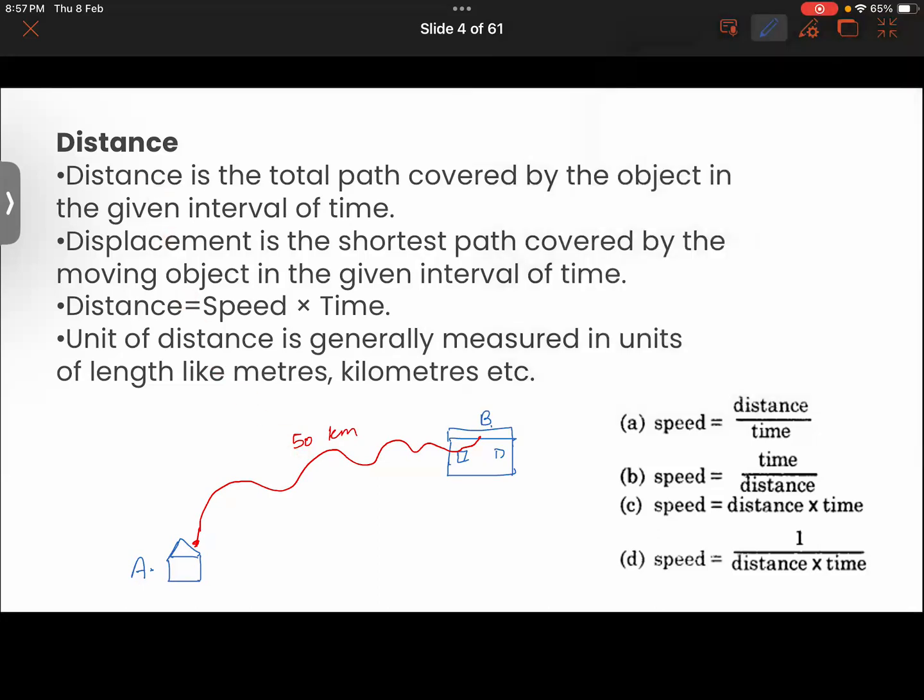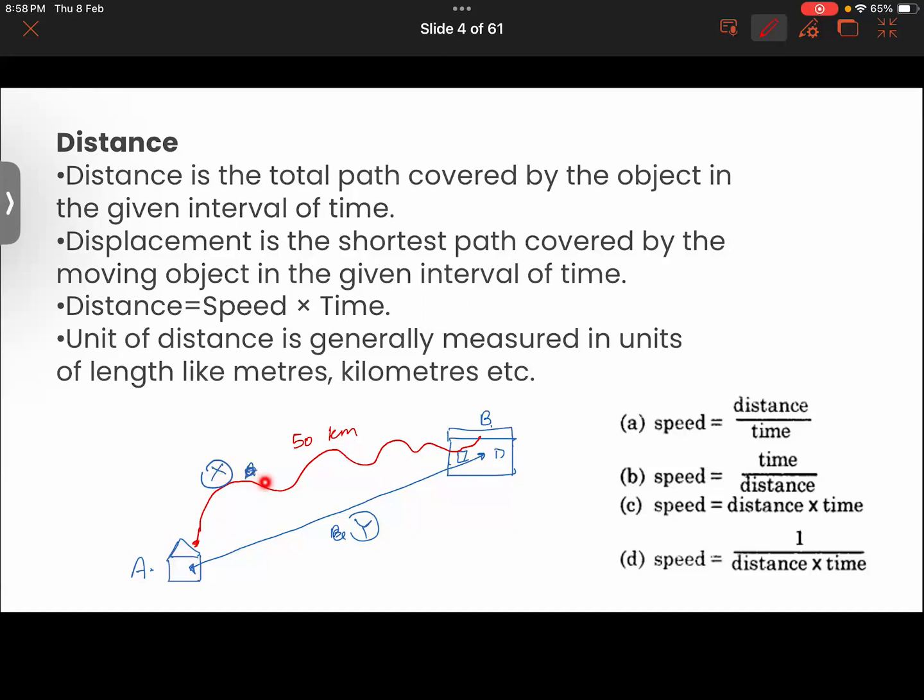Now if I were to ask you what is the shortest pathway between your school and home, is it X or is it Y? It's Y. Right. So distance, we define it as the total path covered by the object in the given period of time. So that is the total distance.